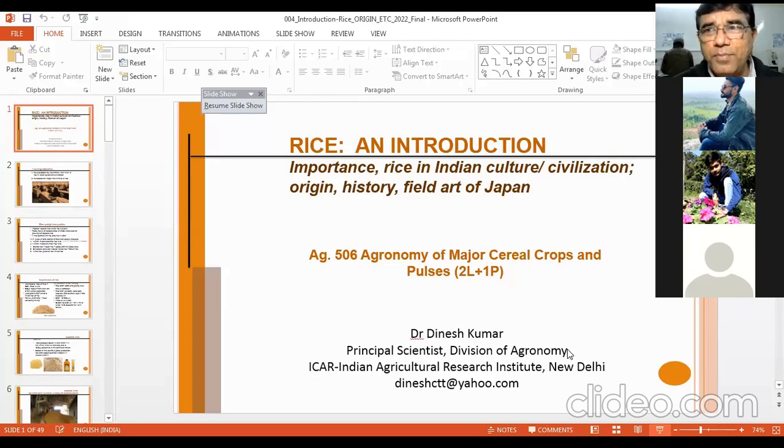Similarly, rice straw. Many of you know rice straw burning is a burning issue in Punjab and North India. So rice straw is also important. It has found many uses. It can be used as a cattle feed. In many parts of India, rice straw is used as a cattle feed, and it can be used as a litter or bedding material for animals during winter season.